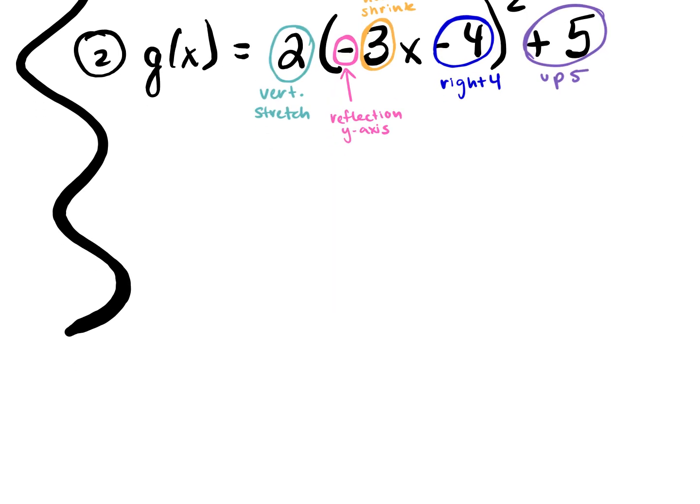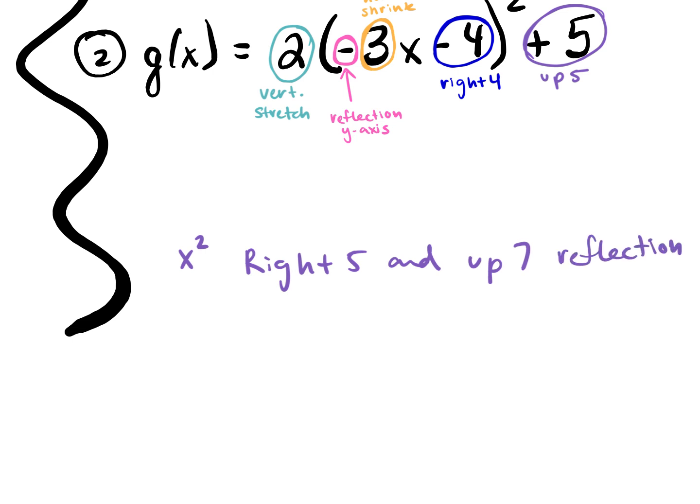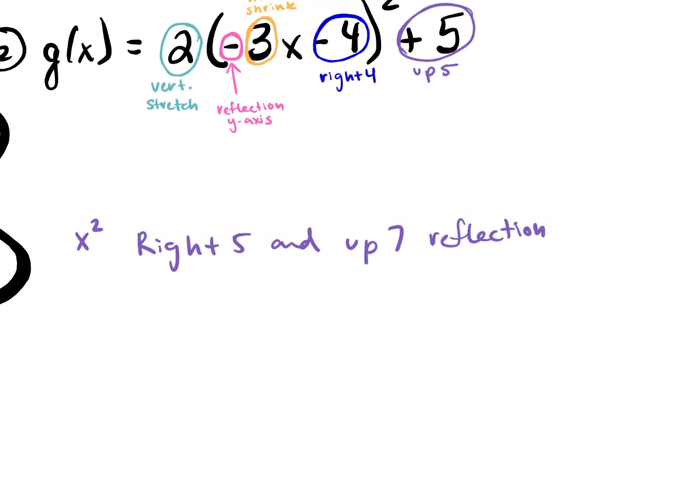So some of the questions will say, like, given an x squared graph, apply the transformations moving to the right 5, and we'll say up 7, and a reflection on the x-axis. We have to write the equation. So some of the questions on WebAssign will give you the wording and you have to write the equation.